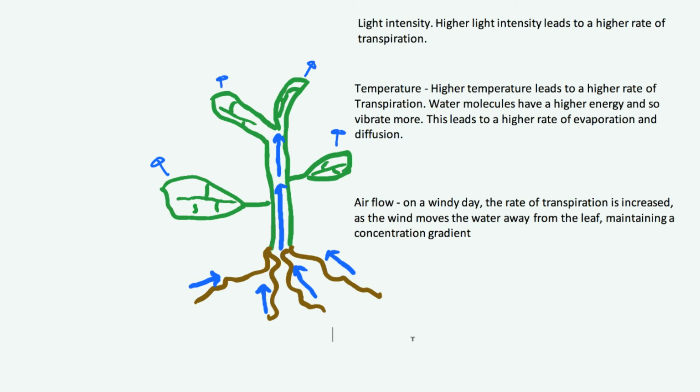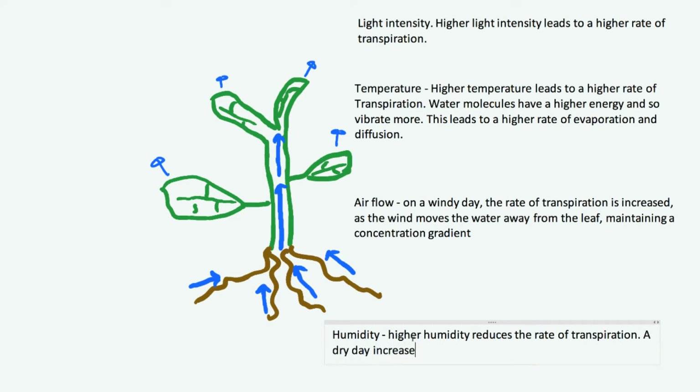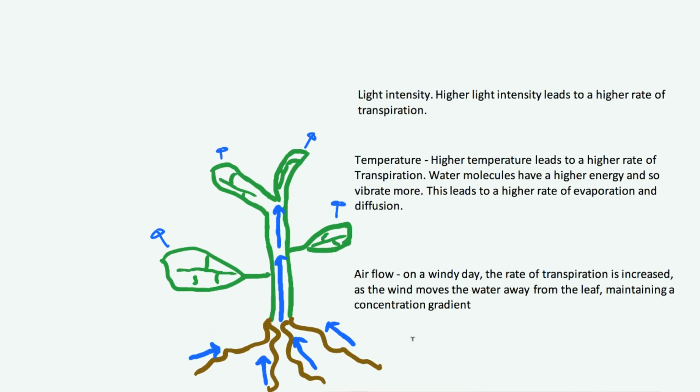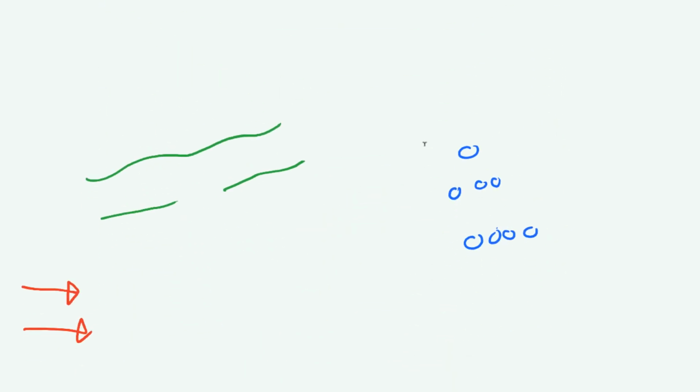Now the last one is humidity. Okay, humidity. And humidity is basically how damp or how moist is the air. Okay, so a higher humidity reduces the rate of transpiration. Okay, a dry day increases the rate of transpiration. Okay, and I'm going to use the same diagram to show you why. So let's put these water molecules back. Right, here we go. Like so.